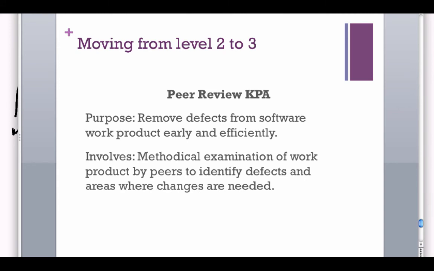Another key feature for a level 3 organization is this idea of a peer review. The purpose of a peer review is exactly what it sounds like. It's a bunch of your peers looking at some work product to determine if it is of sufficient quality. Or in other words, they look for defects. They look to remove defects in any software product. So we remove defects from software early and efficiently, and this involves a methodical examination of work product by peers.